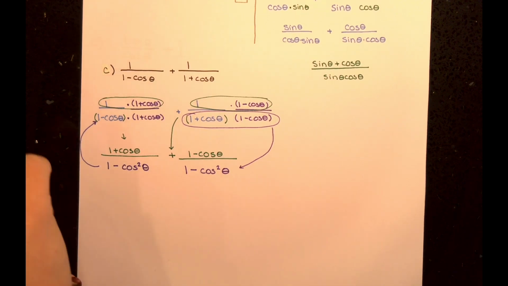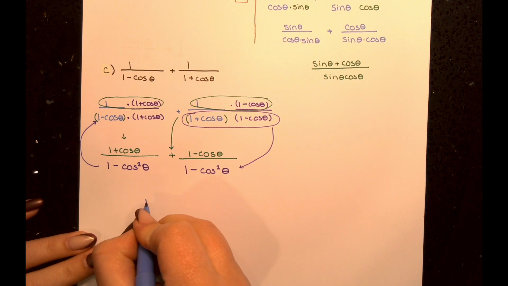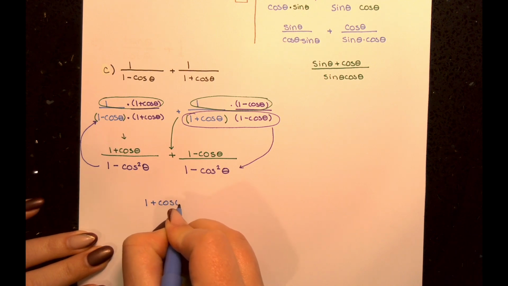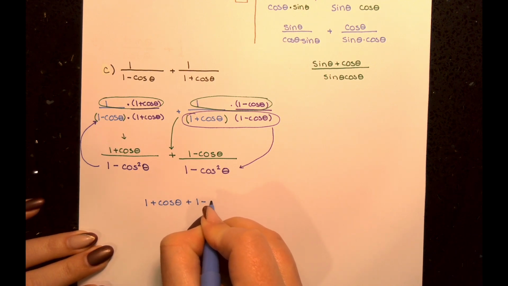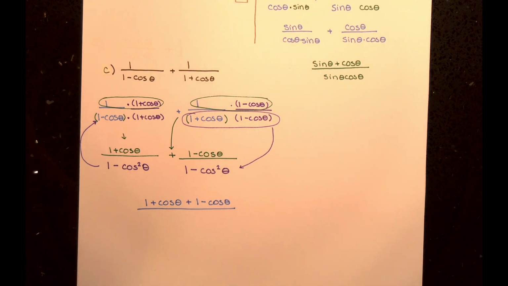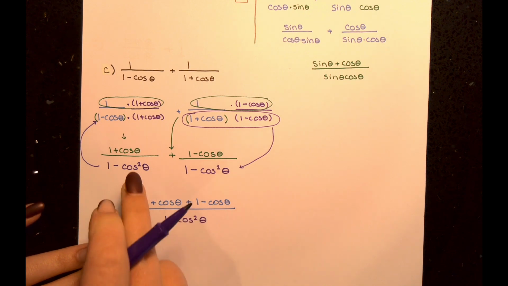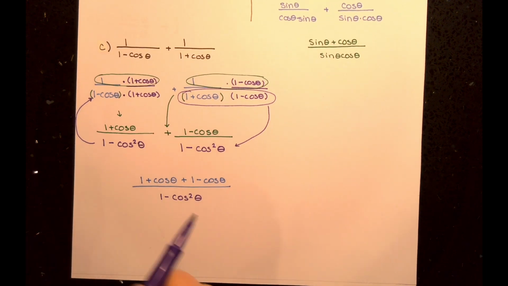Now that we have common denominators, we can continue combining. We have 1 plus cosine of theta plus 1 minus cosine of theta all over 1 minus cosine squared of theta. We do not combine these. This is just one common denominator.